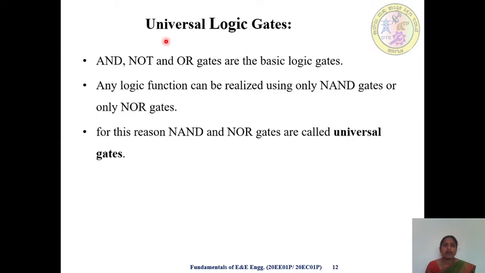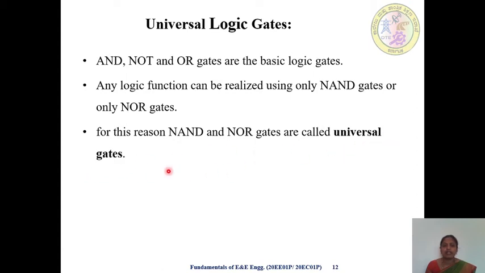Next is the universal logic gates. We already discussed in the previous slides all the logic gates, all the 7 logic gates. In that, the AND, NOT and OR gates are called the basic logic gates. But any logic function can be realized using only NAND gates or only NOR gates. For this reason, NAND and NOR gates are called universal gates.